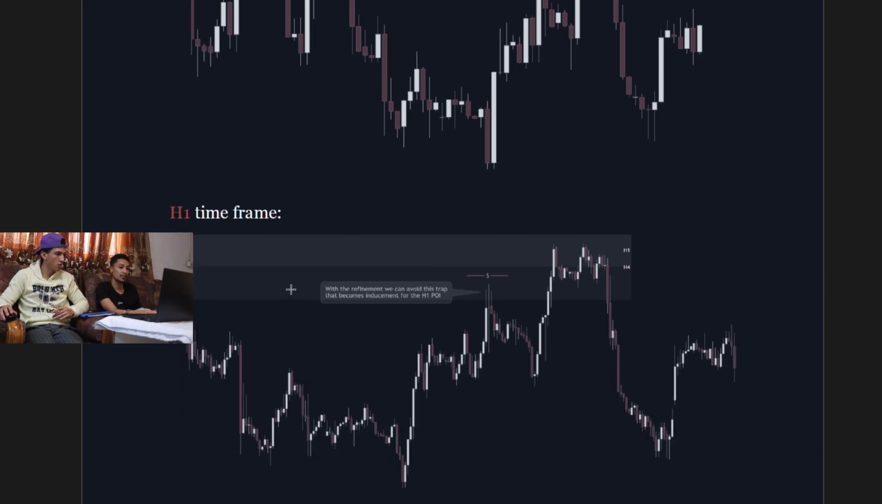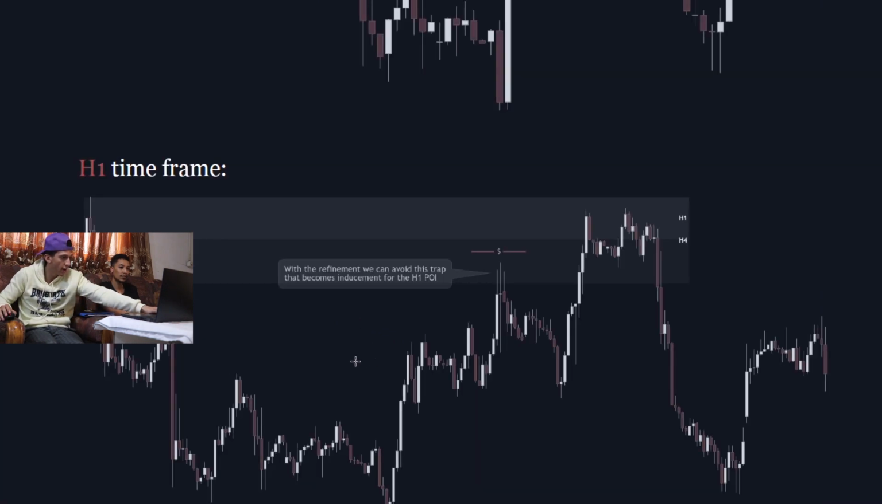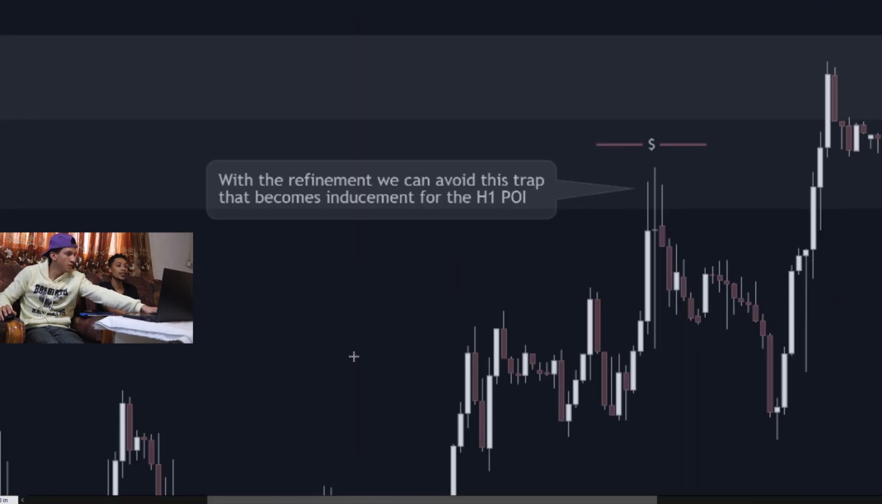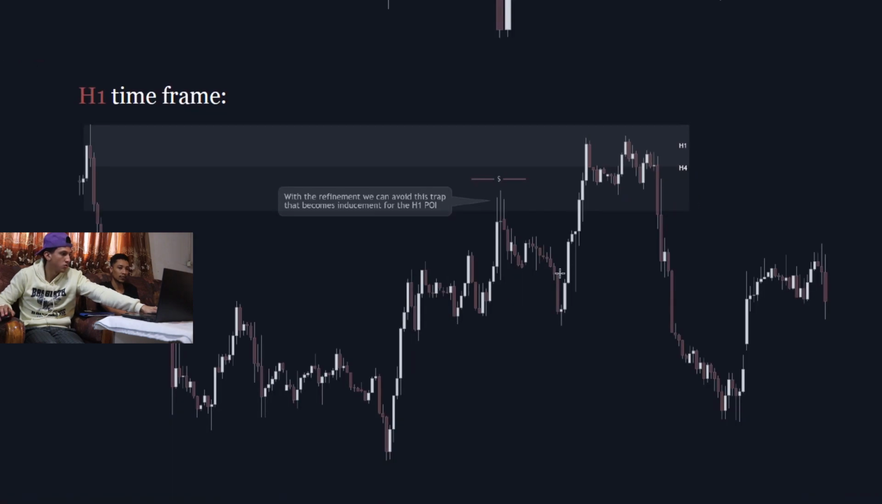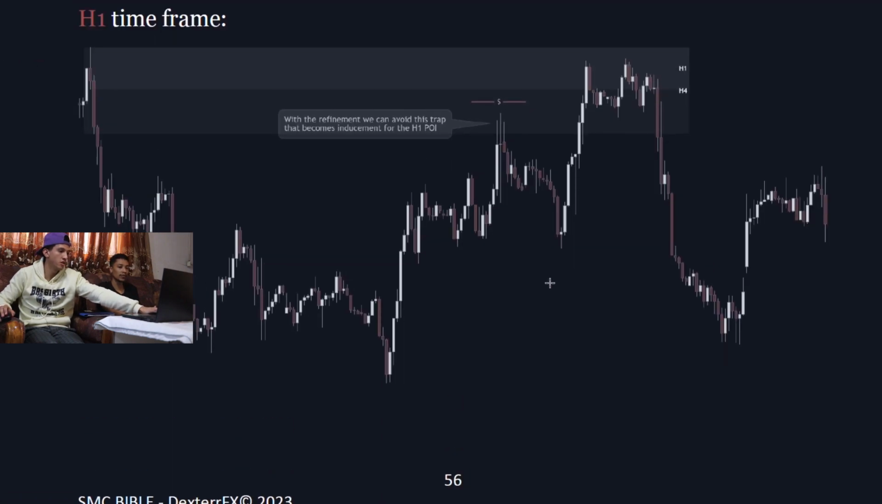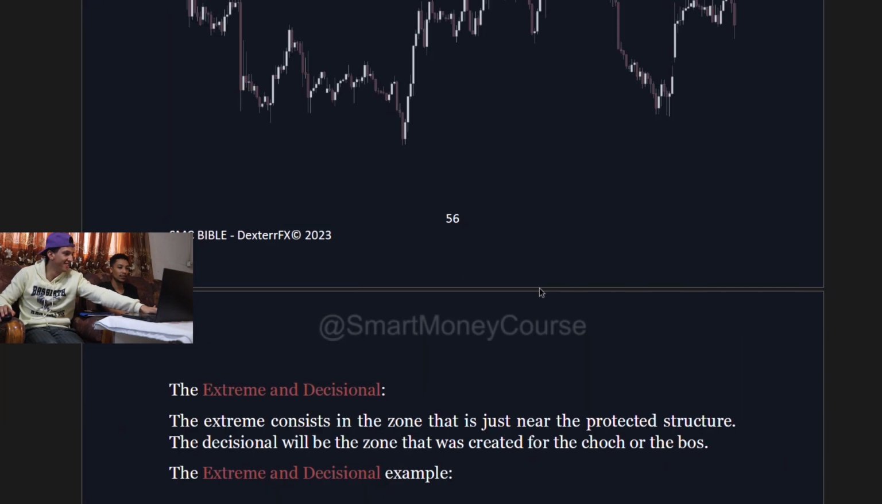We can see on the 1-hour time frame, with the refinement you can avoid the trap that becomes inducement for the 1-hour time frame. So it's basically just identifying this here. Here we can see the 1 hour, the 4 hour. You can pause it and do the most.